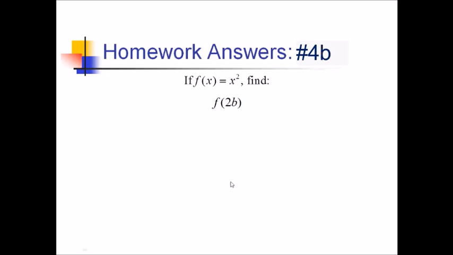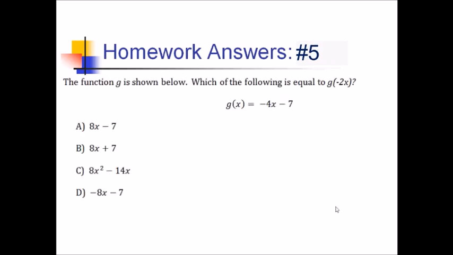Be careful. On part B, we want to plug in 2b into this expression. So this is going to be 2b, the whole thing squared. And when you're squaring things that are being multiplied, everything gets squared. So we have a 4 and a b squared.